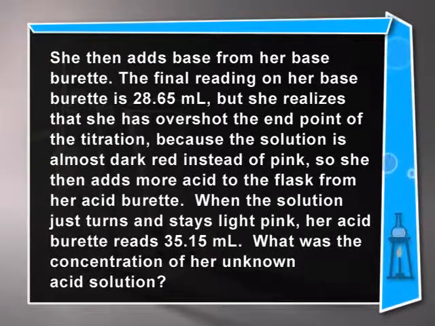The final reading on her base burette is 28.65 milliliters, but she realizes that she has overshot the endpoint of the titration because the solution is almost dark red instead of pink. So she then adds more acid to the flask from her acid burette. When the solution just turns and stays light pink, her acid burette reads 35.15 milliliters. What was the concentration of her unknown acid solution?